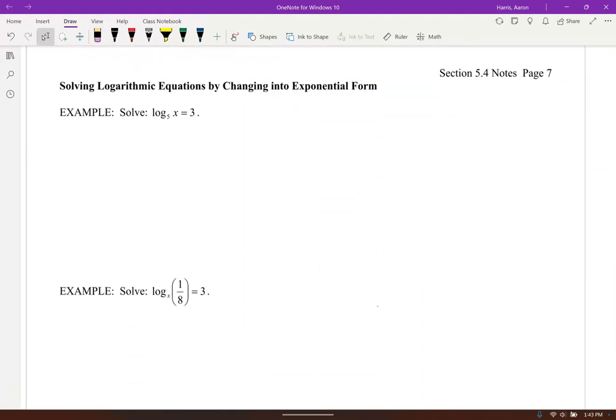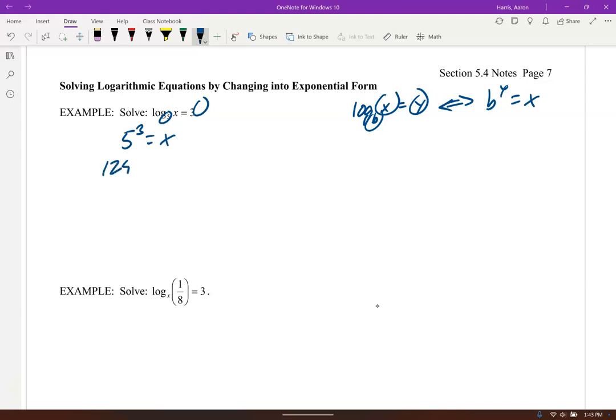All right, let's go ahead and solve some logarithmic equations now by changing them into exponential form. So we're going to use that property: if log base b of x equals y, then b to the y equals x. So 5 to the third equals x. So 5 times 5 times 5, 125 is x. There's our answer.